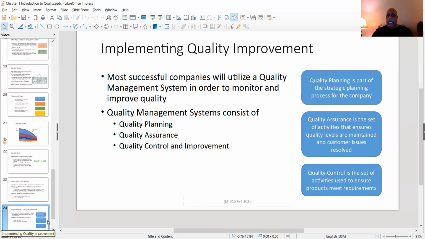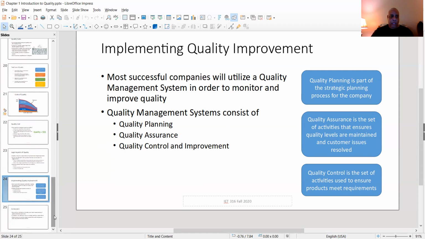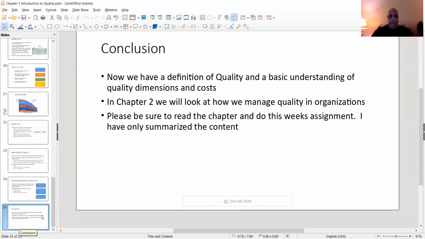Now, quality planning is part of the strategic planning process for the company. Quality assurance is the set of activities that ensures quality levels are maintained and customer issues are resolved. Quality control is the set of activities used to ensure products meet requirements. In construction, we say standards and specifications.